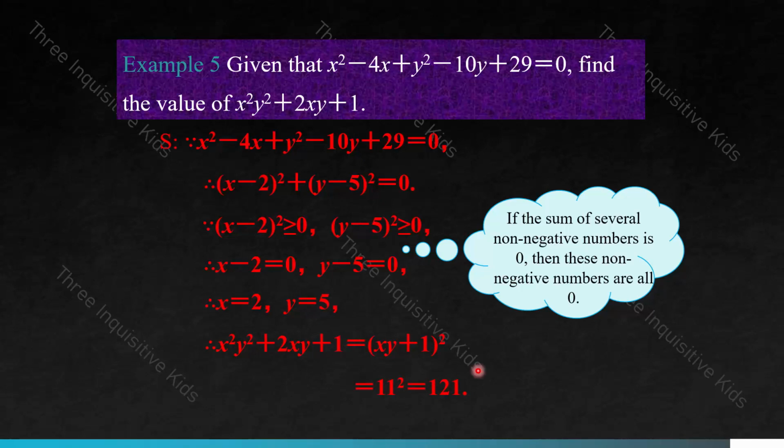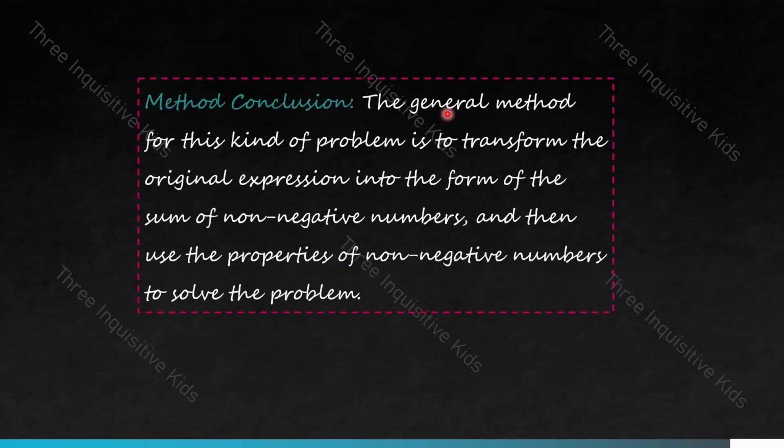I suggest you pause the video and really think about how we went through this question. The key point here is to see how I can factor these expressions into a form that I can easily analyze. Method conclusion: the general method for this kind of problem is to transform the original expression into the form of the sum of non-negative numbers, and then use the properties of non-negative numbers to solve the problem.